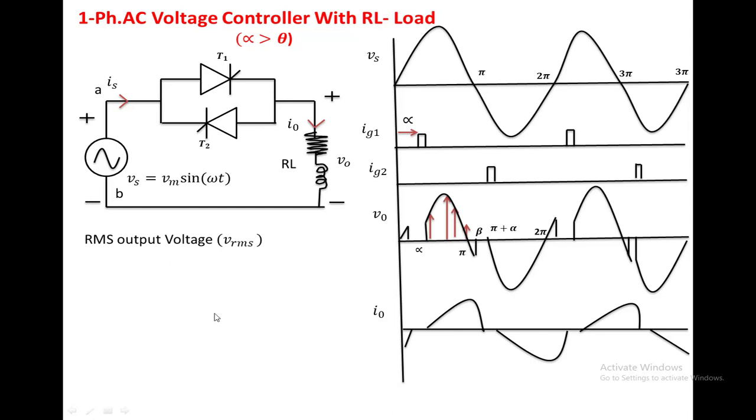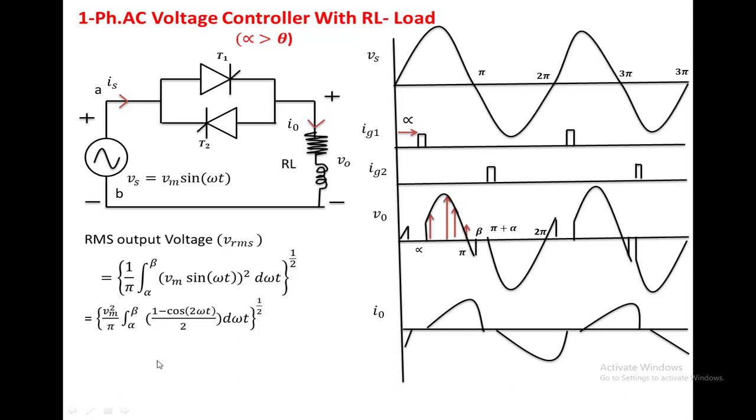So the RMS output voltage is equal to 1 by pi integral alpha to beta Vm sin omega t whole square d omega t. Vm square taken outside, integral alpha to beta of 1 minus cos 2 omega t divided by 2 d omega t, whole power 1 by 2.